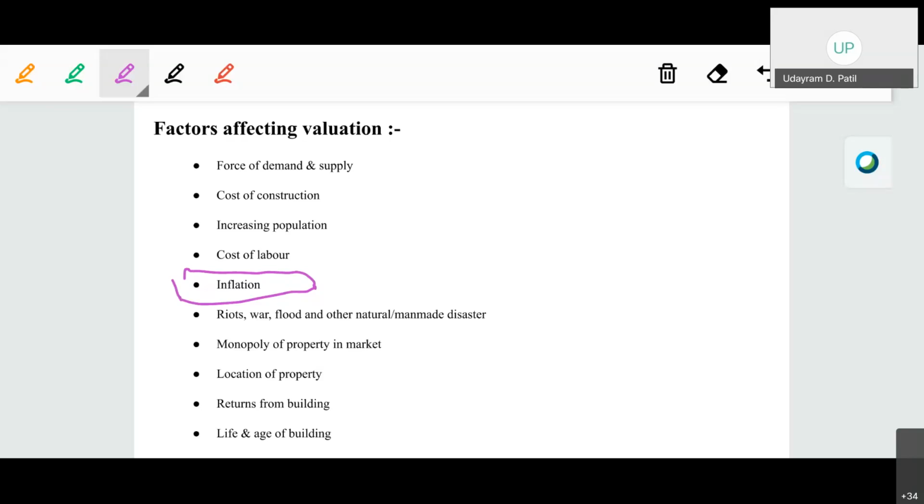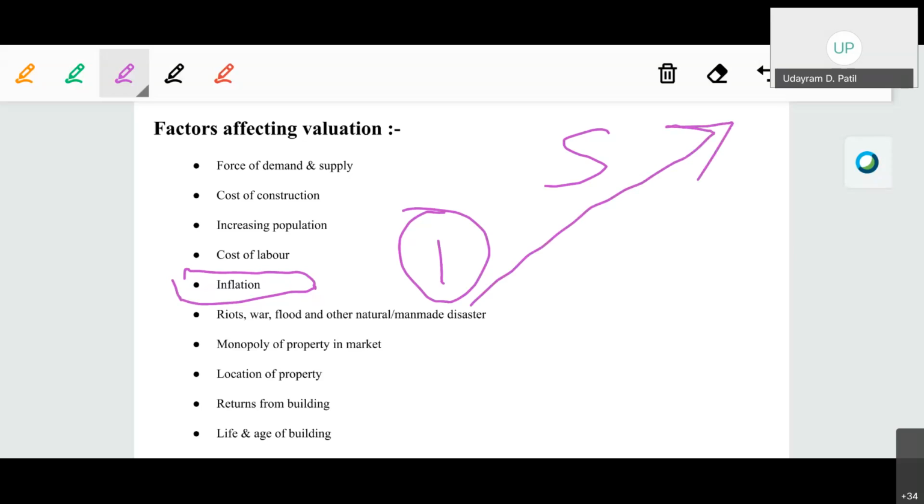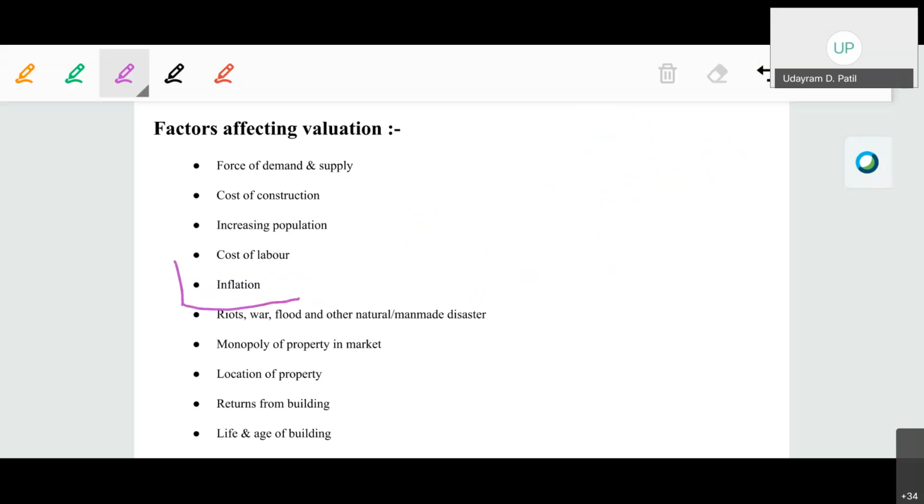Whatever the जी महागाई आहे, whatever the cost of the particular property was about 5 years ago was too low, okay. Whereas the current market value of that particular property is way higher, even considering the increment in the market value due to certain other effects. So the inflation मुळे जो काही तुमचा मार्केट व्हॅल्यू असतो तो खूप जास्त इन्क्रीज होतो. Therefore, this particular factor affects the property to a greater extent, okay.